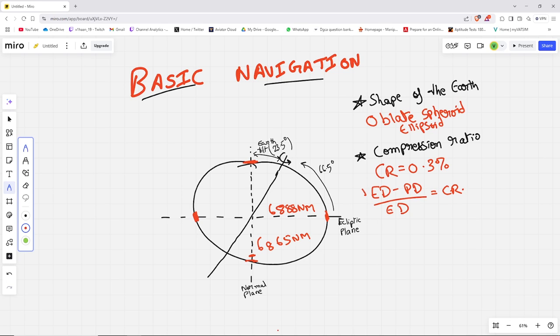It's important to remember this formula because they can give you a model of another planet which they'll call Earth, but these values will be changed. So you'll have to apply this formula to find out the compression ratio of that particular model or planet.